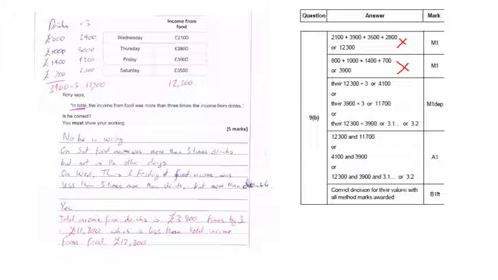Didn't earn that point. I am timesing by 3. There's a chance I could have earned that point. I haven't got those numbers. I haven't earned that point. Correct decision on their values with the method, all method marks awarded. Correct decision. I don't know, I might have earned that mark, might not have earned that mark. I've clearly explained what I'm thinking, so I don't know.